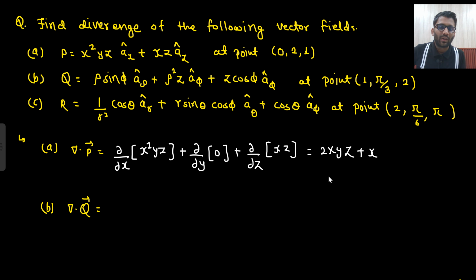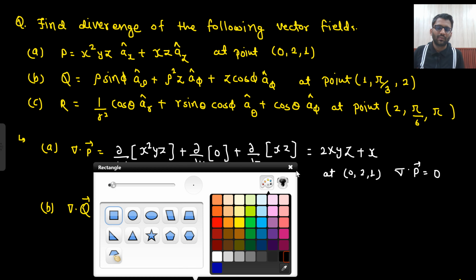But at what point do you need to calculate? At 0, 2, 1. So del p, what would that be? If you put x equals 0, what are you going to get? 0.